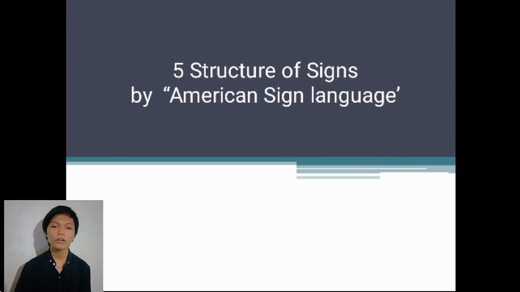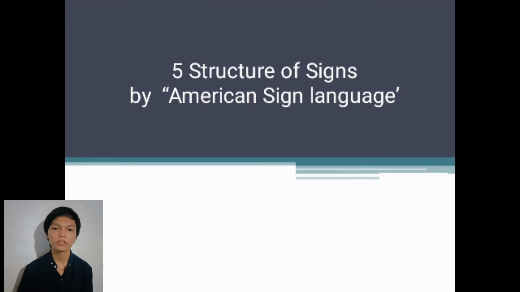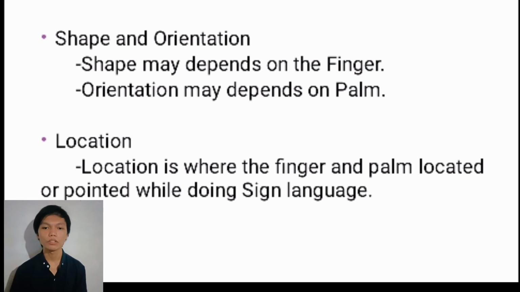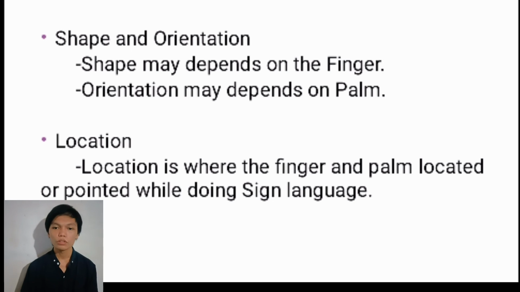Now, let us talk about the structures of sign languages. There are 5 key aspects of visual information. First one is shape and orientation. Shape depends on the finger, while orientation depends on the palm. For example, to describe the articulation of thank you in ASL, we start with the shape of the hands used in forming the sign. We use a flat hand in articulating this. The orientation of the hand is palm up rather than thumb down.